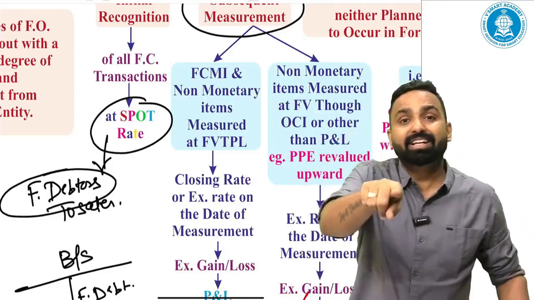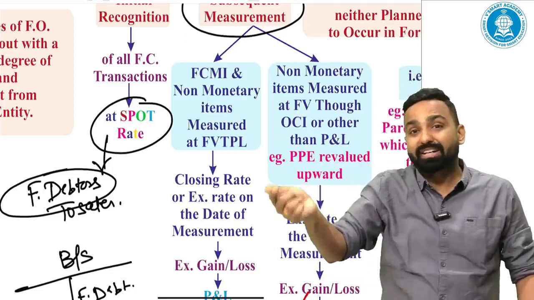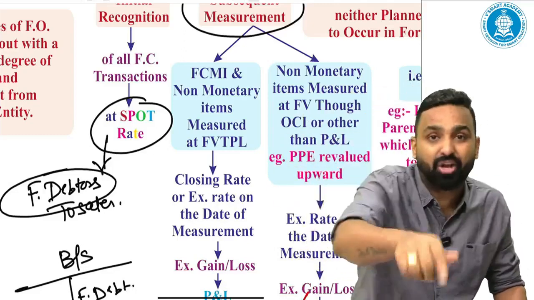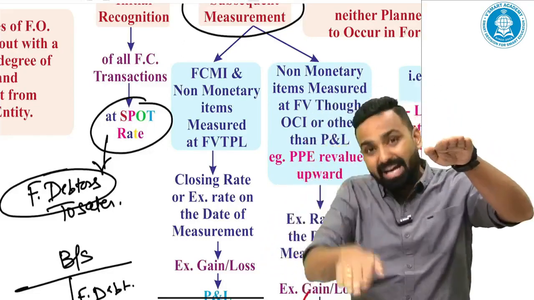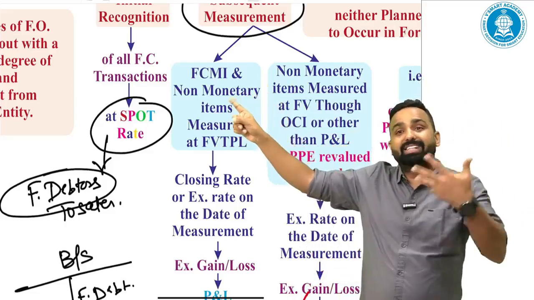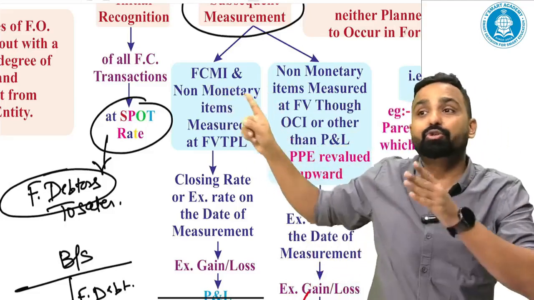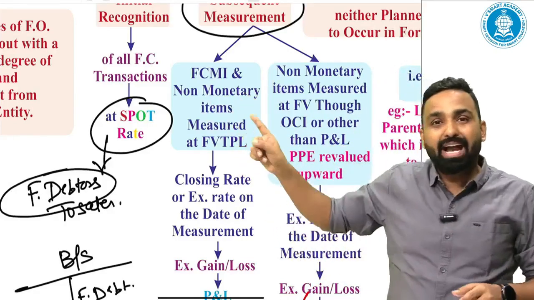Or inventory. Inventory is measured at cost or NRV, whichever is lower. And ultimately, the inventory always appears in the profit and loss account. So, whenever you measure the inventory at cost or NRV, whichever is lower, and suppose the NRV is lower, the loss is definitely reflected in the P&L only. So, what are the assets and liabilities which are non-monetary, which you measure at other than cost, and through P&L?